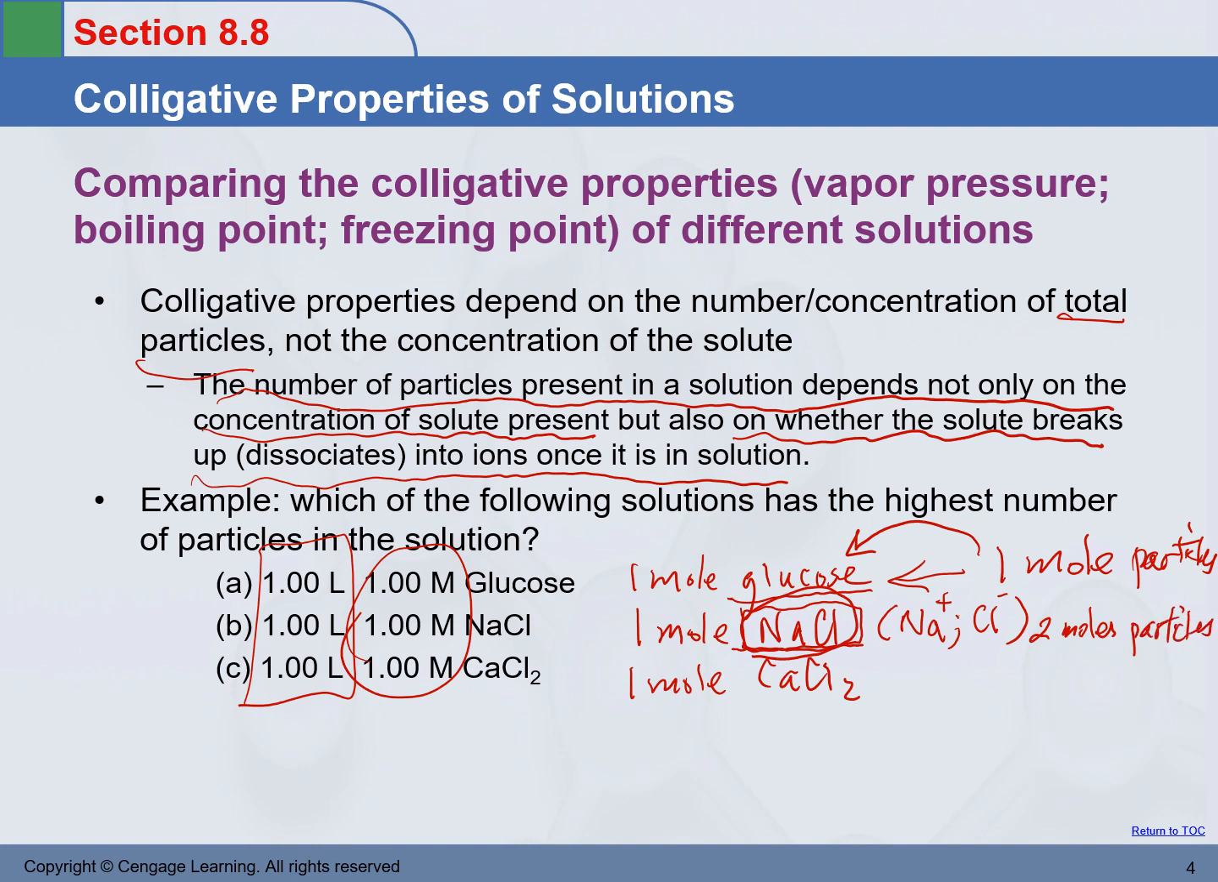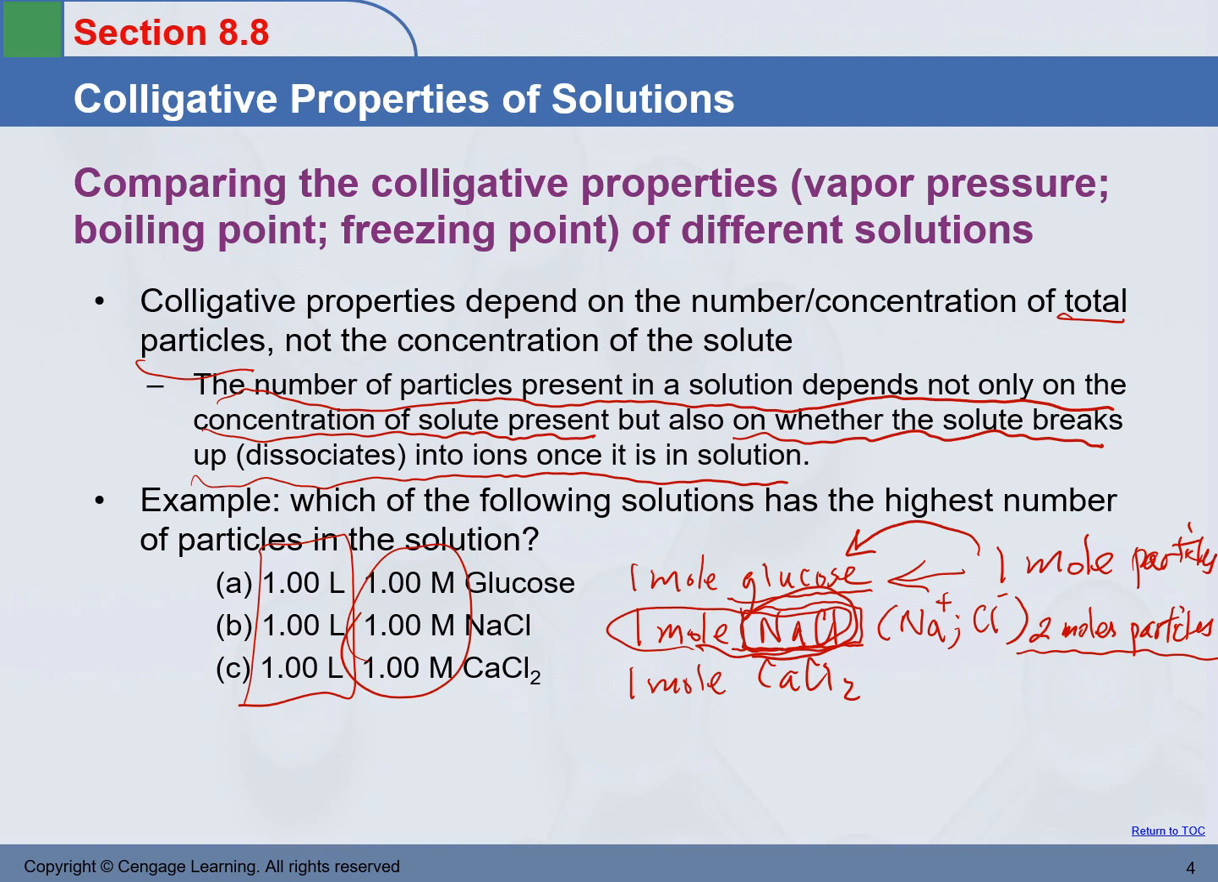Does that make sense to you? Because each NaCl generates 2 particles, 1 sodium ion and 1 chloride ion. If you have 1 mole of NaCl, you have 2 moles of particles.